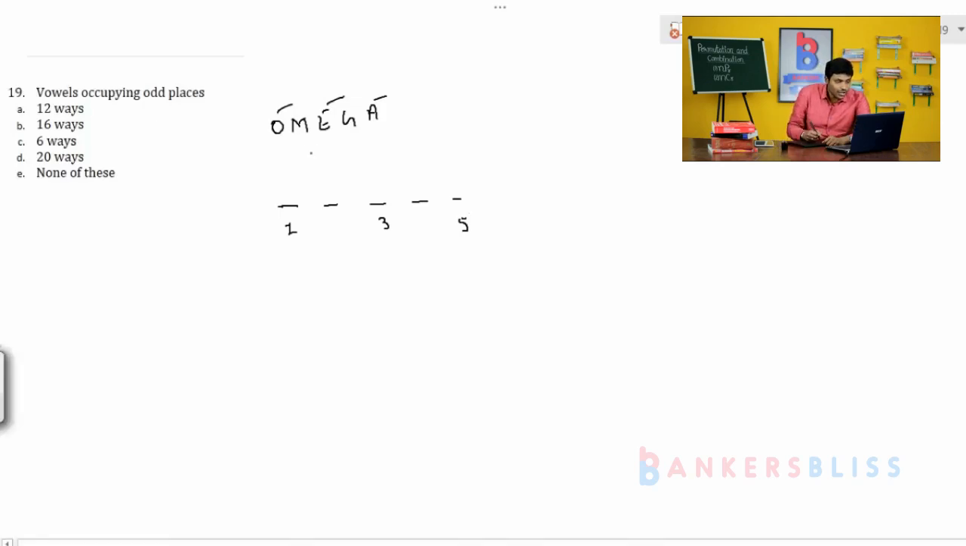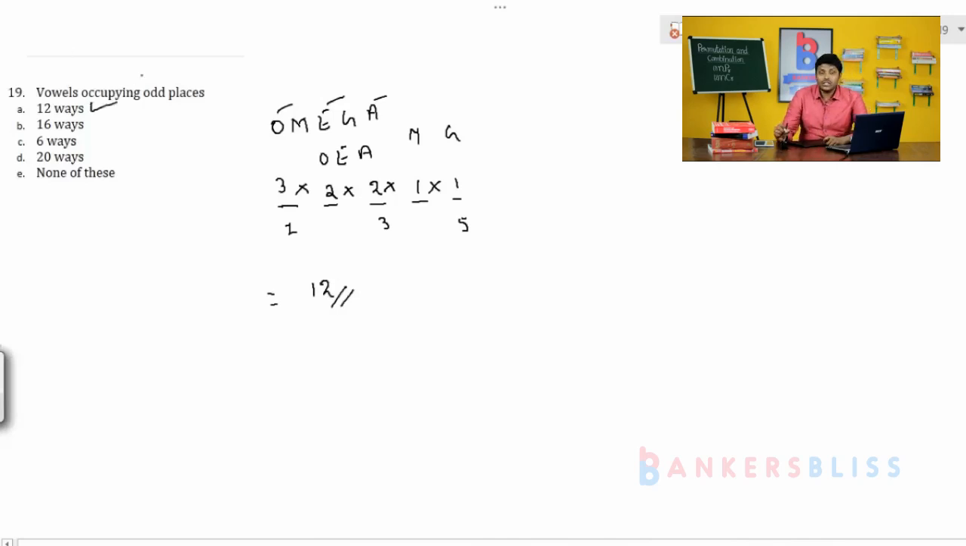So how many letters are there? Vowels: O, E, A. So these 3 letters have 3 spaces. A can come in the first place, the third place, or the fifth place. So it has 3 chances. So 3 into, next O has two places. So 2 chances into 1. The remaining items are M and G, so they can fill the remaining 2 spaces. So how many ways? 2 into 1. So what is the value? 3 2s are 6 into 2, 12. So you got 12 ways.